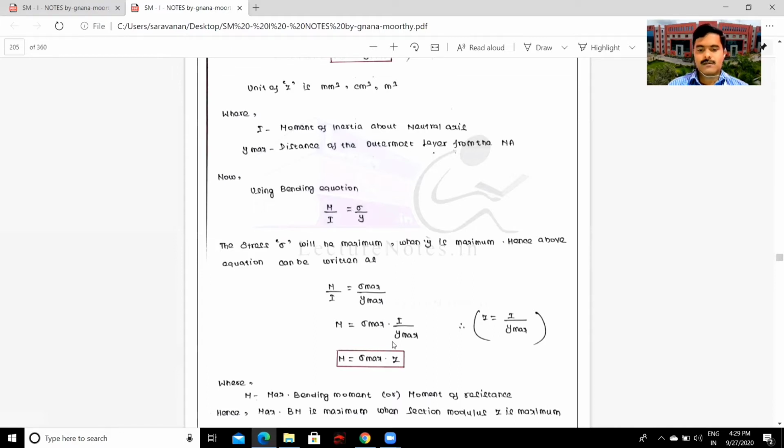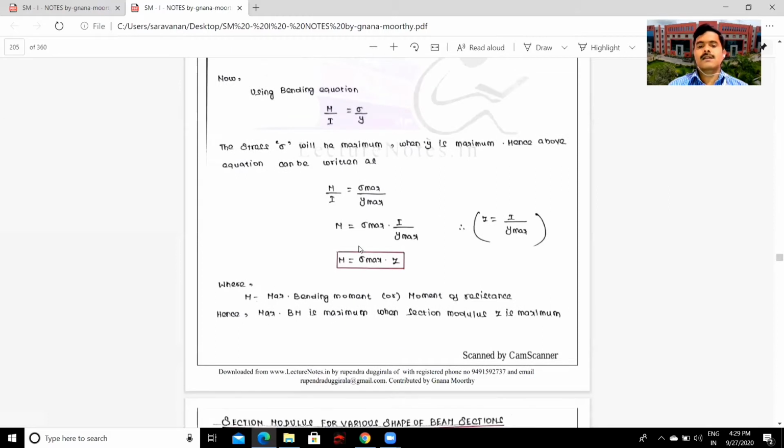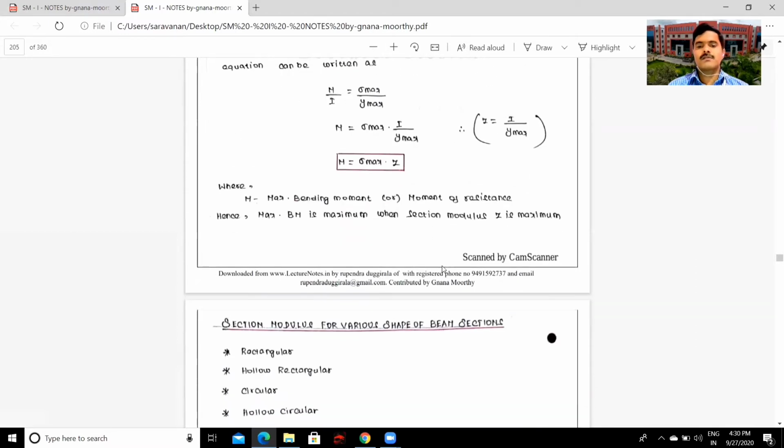So the bending moment or the moment of resistance will be equal to stress into section modulus, sigma maximum into section modulus Z value. So M is equal to sigma maximum into Z, or you can write Z is equal to M by sigma maximum. Z is nothing but the ratio of moment by stress. Either Z equal to moment by stress, or I by Y maximum, moment of inertia by distance Y maximum from the neutral axis to the outermost layer.